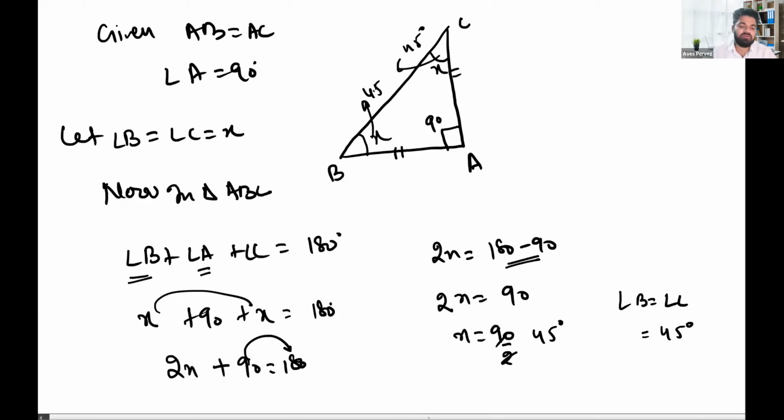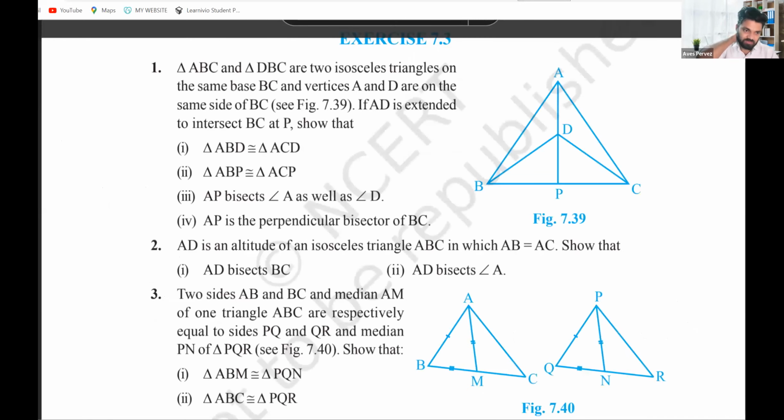Write the solution in the next homework, okay? Take the screenshot. Okay. Now we're going to have this question. Write down question number 2.